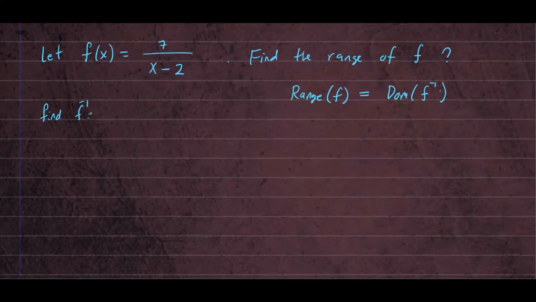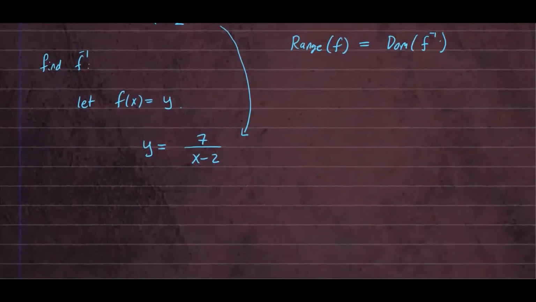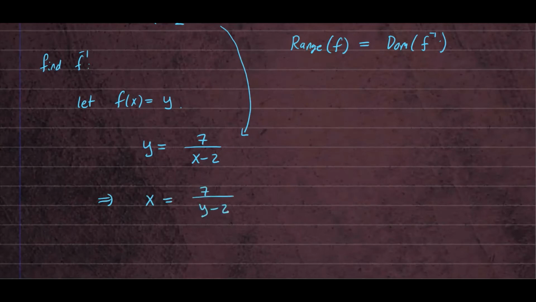So I'm going to go ahead and let f of x be equal to y. So we have this now. We have y is equal to 7 over x minus 2. I let f of x be y. This is what the equation becomes. Now the next step is to interchange x and y. So we switch x and y. That means now we have x is equal to 7 over y minus 2.